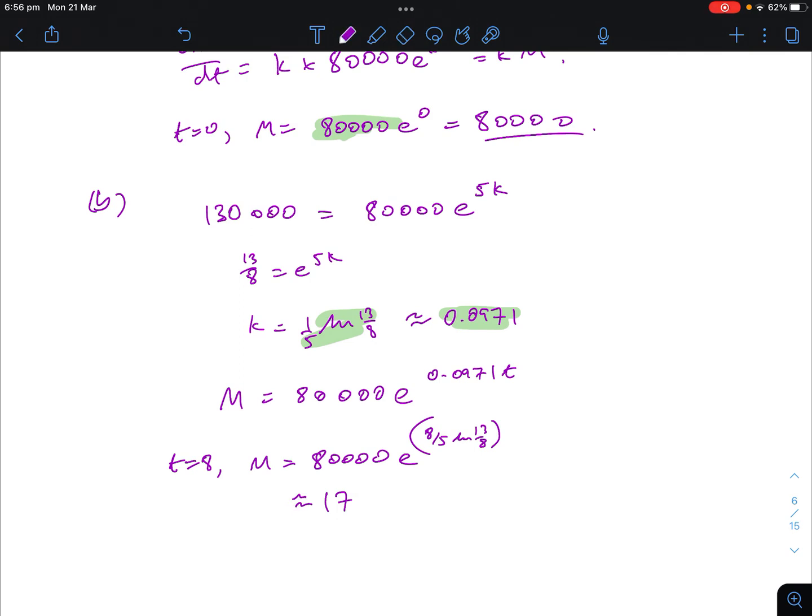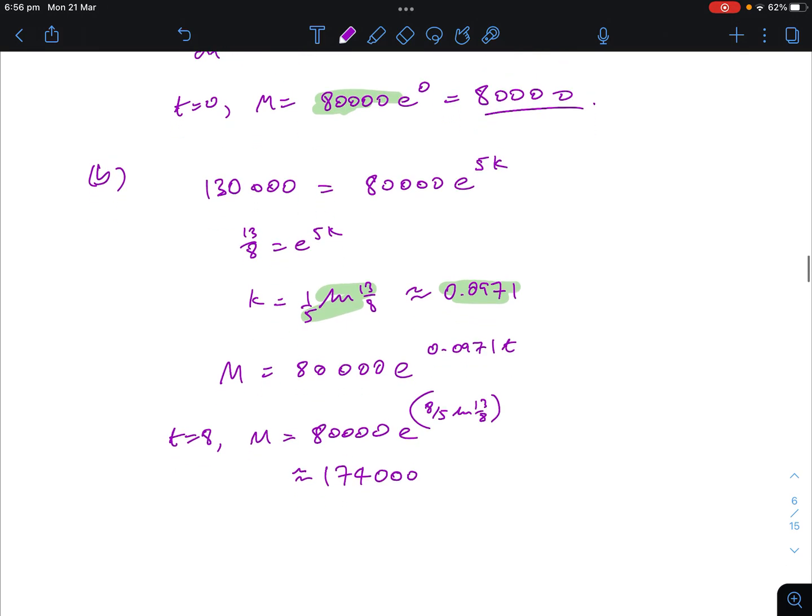Approximately equals 174,000. If you typed in, let's try it, 80,000 e to the power of 0.971 times 8, and I get 189,000. Sorry, I made a mistake there. I typed it in incorrectly. 0.0971 times 8, and I get 173,960. I get a difference of about 30.